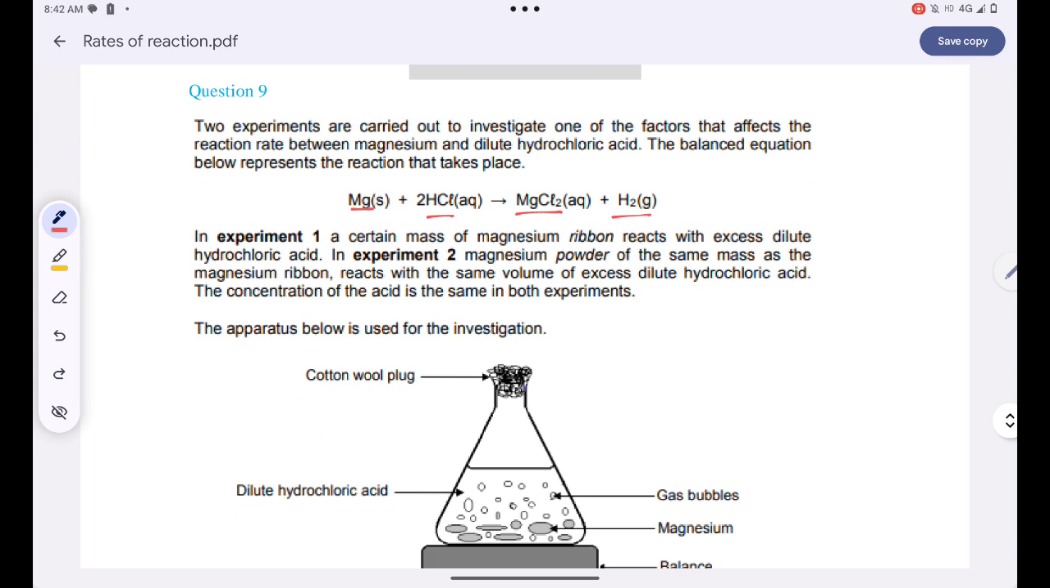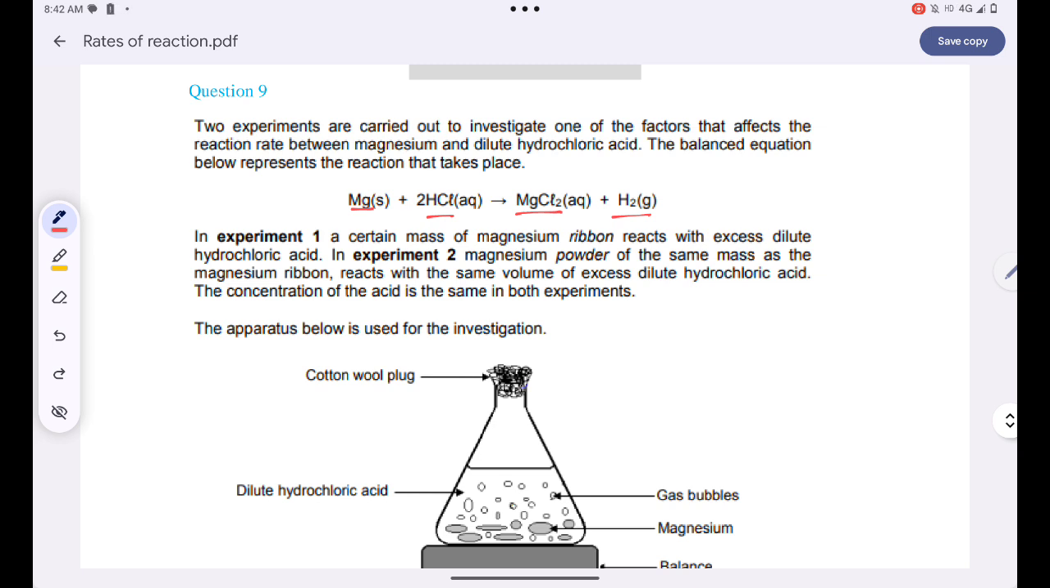And then we are told that in experiment 1, a certain mass of magnesium ribbon reacts with excess dilute hydrochloric acid. And in experiment 2, magnesium powder of the same mass as the magnesium ribbon reacts with the same volume of excess dilute hydrochloric acid. The concentration of the acid is the same in both experiments. Okay, and then we are told that the apparatus below is used for this investigation.